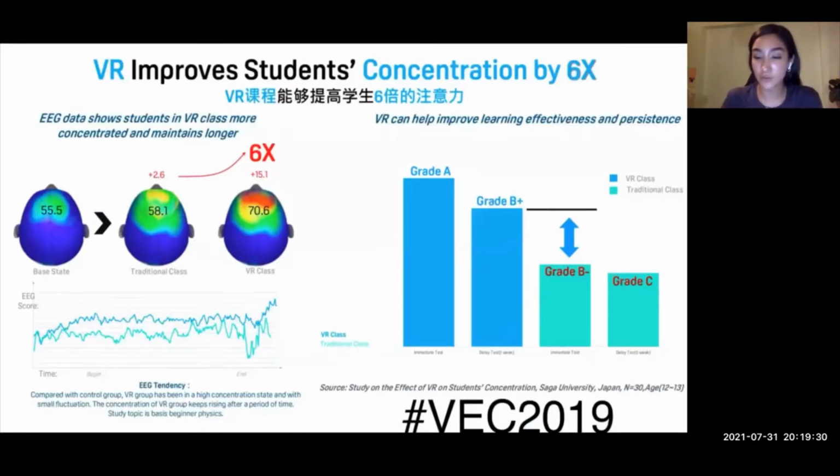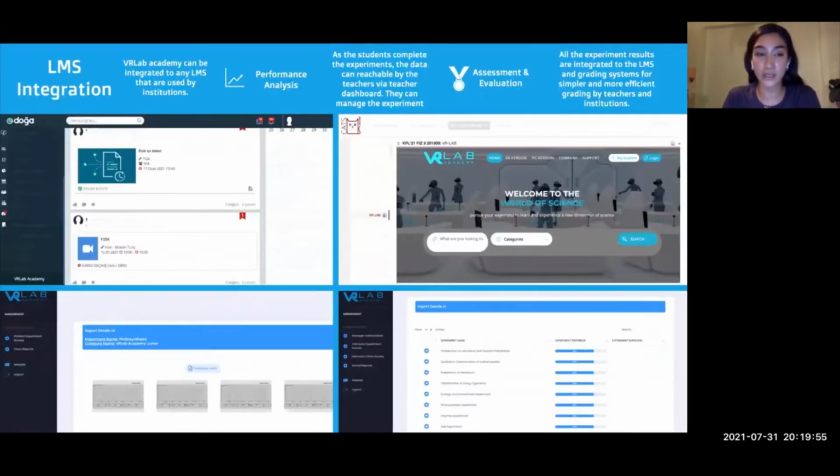That's a research from 2019 that was held in Saga University, Japan. They took EEG data from students, and this EEG data shows that students in virtual reality classes are way more concentrated, and this concentration actually is maintained 6 times longer than in other types of education.